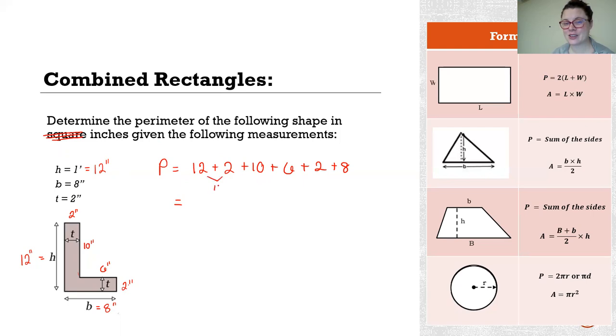I'll combine these two. So that's 14. These two are 10. And these two are 16. 14 and 16 is 30, plus 10 more leaves me with 40 inches. I should double check that just to make sure.